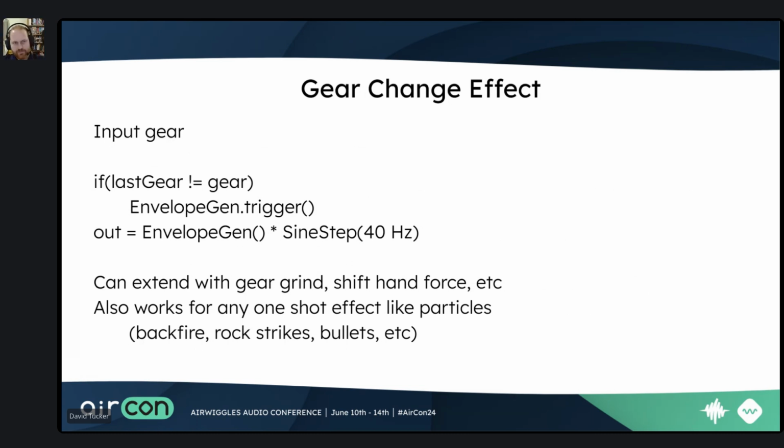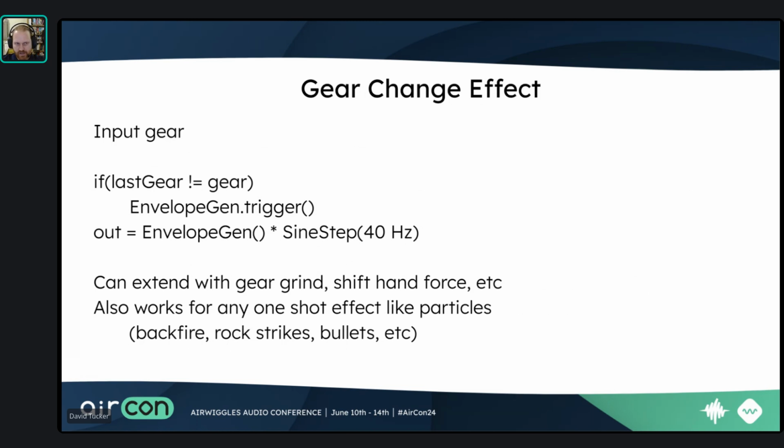So at the basic level, we can recreate this with a simple envelope trigger. All we're going to do is take our gear as an input. We're going to stash that off so that we know what the gear was last time we came through our loop. And if the gear changed, we're going to trigger our envelope generator. And then we're going to multiply our envelope generator against a 40 hertz tone. And this is kind of key: we're always multiplying our envelope generator against the tone.